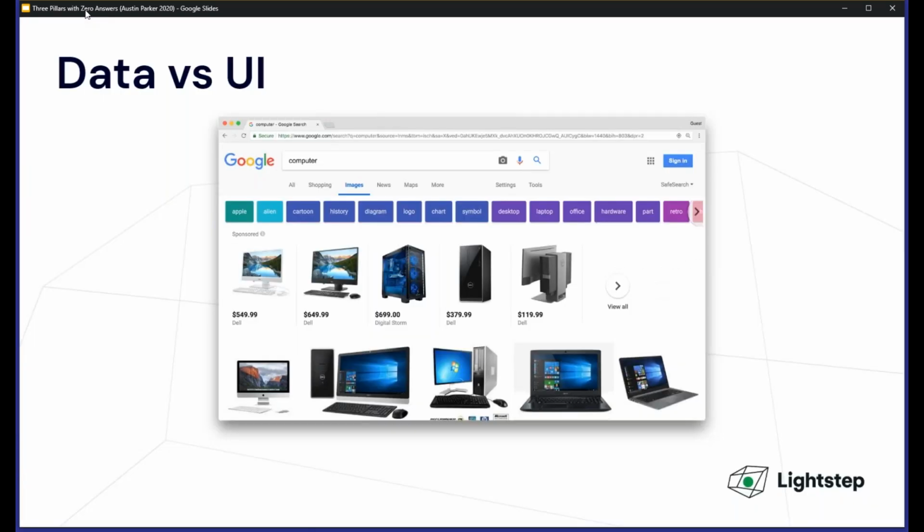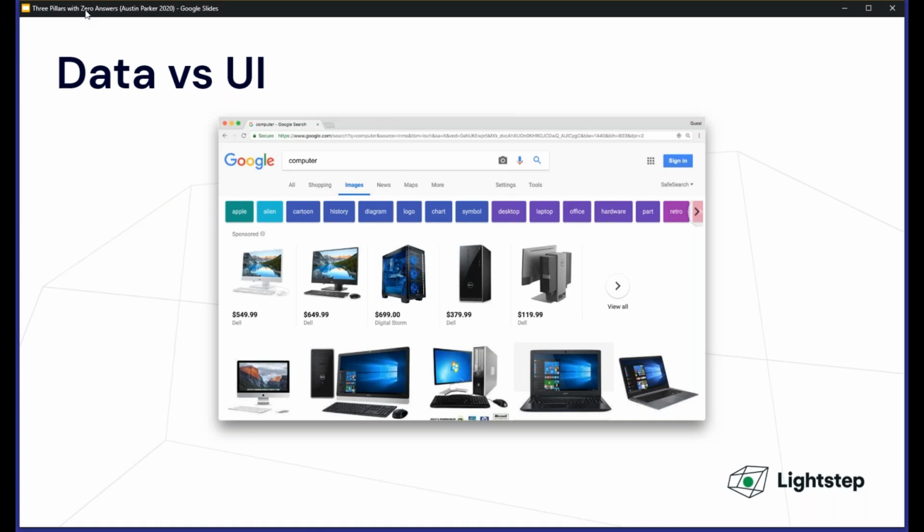But we can unpack it a little, and if we change how we think about this problem, we can overcome some of these challenges. So let's think about the difference between data and a user interface. It sounds like a digression, but it's really not.